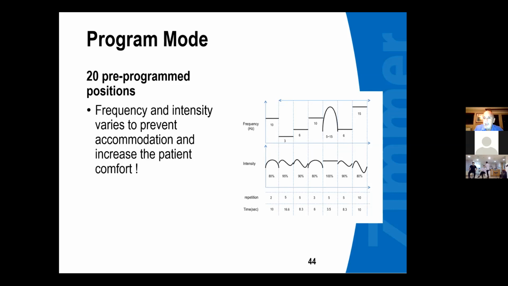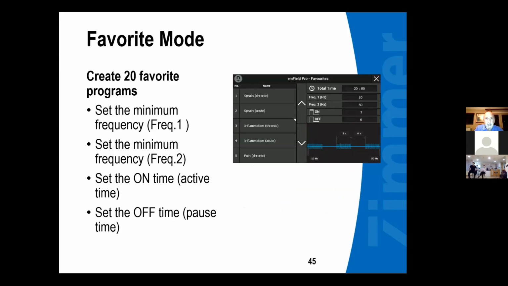because it's fluctuating. In the favorite modes, here's where you set the minimum frequency for frequency 1, the minimum frequency for 2, and you control your on and off times. I want it on for 3 seconds. I want it off for 6. And you can set it up after you've picked the body part, how many repetitions and your energy. You can create your own favorite ones based on outcomes you get and save them.